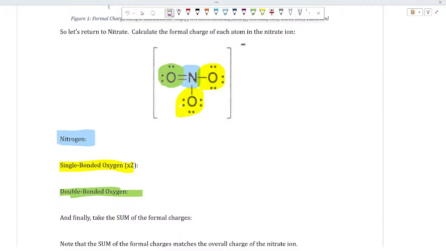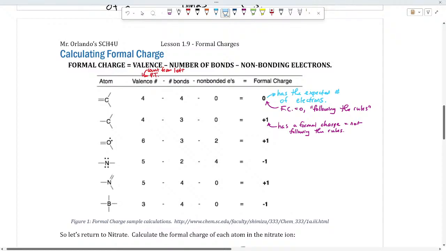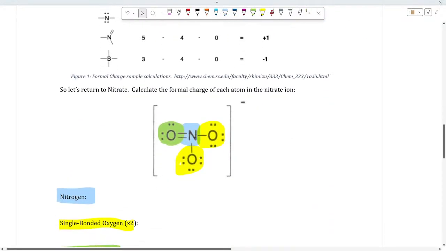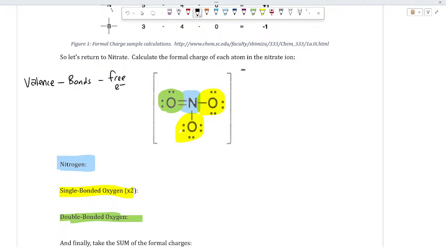Okay, how are we doing? Have we got these? Or do we not know what we're doing? Because again, what are the steps? We want to find its valence, how many bonds it's making, how many non-bonded electrons. So we'll just remind ourselves: valence minus bonds minus free electrons equals the formal charge.